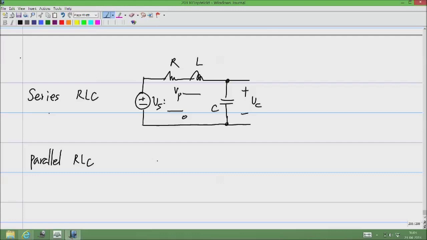So, we will have, in the first case, this is the differential equation we get, okay. Mainly we are now interested in the left hand side of this. The right hand side, when equated to 0, gives the homogeneous differential equation, and the natural response can be obtained from it. In this case the coefficients will come out slightly different in the parallel RLC case.